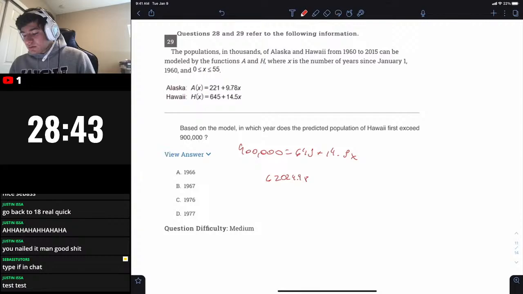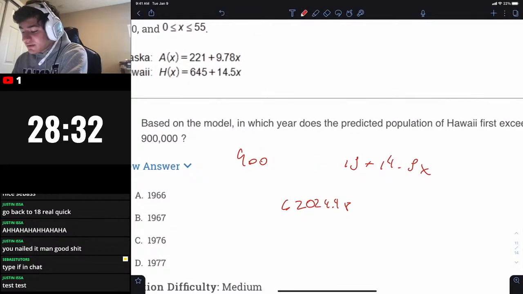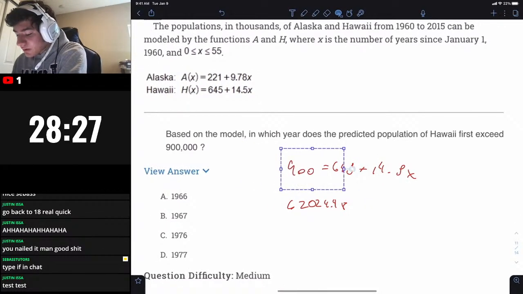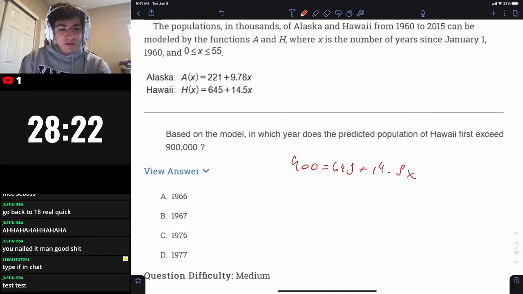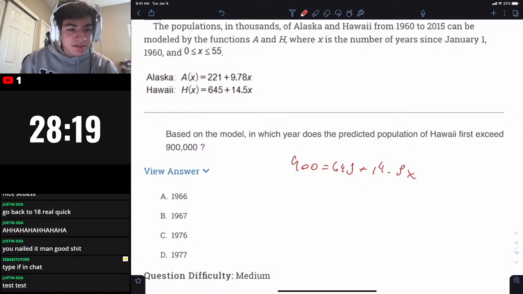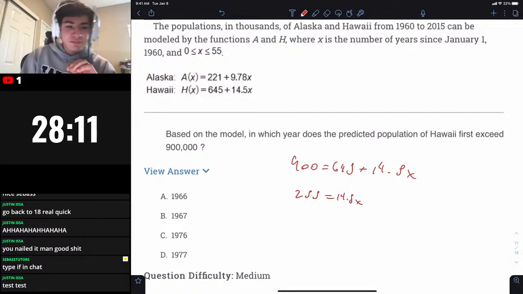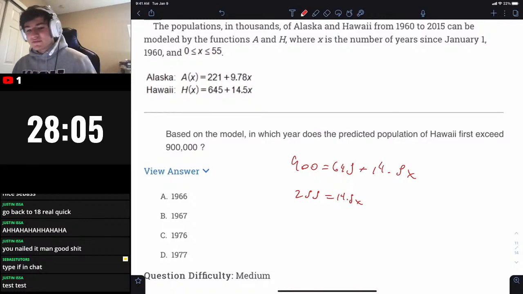In which year does... oh, it's in thousands, so I don't need to do 900,000 because it's already in thousands. I just need to do 900. Okay, sorry about that. I was a little confused. I don't know why I'm off today. Anyways, 900 minus 645. Let's do that. 900 minus 645 is going to be 255. Divide by 14.5, right? 255 divided by 14.5 is going to be about 17.5.